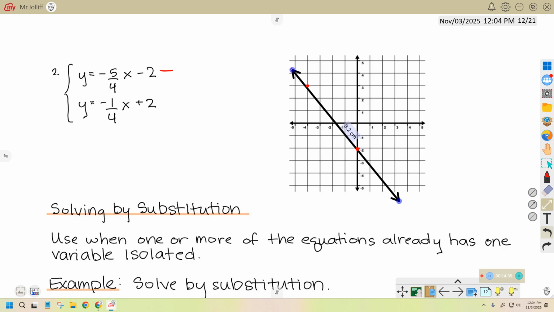And I'm pretty sure you did that correctly because I know if my slope's negative, the line should tilt down. And this line does tilt down. Very good.